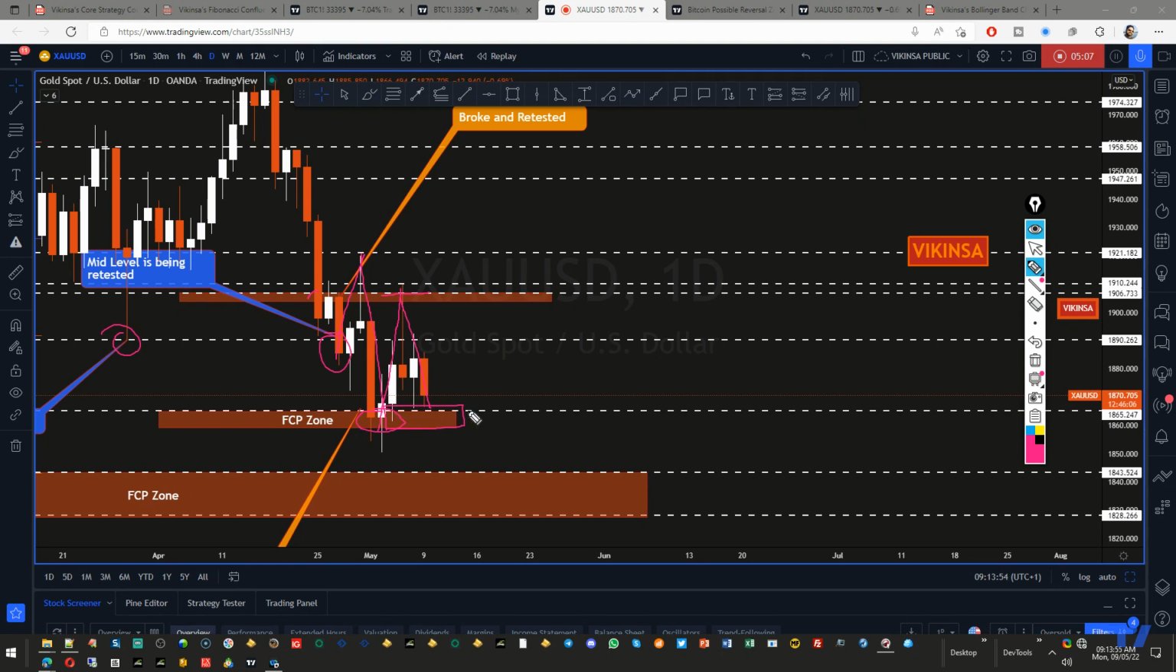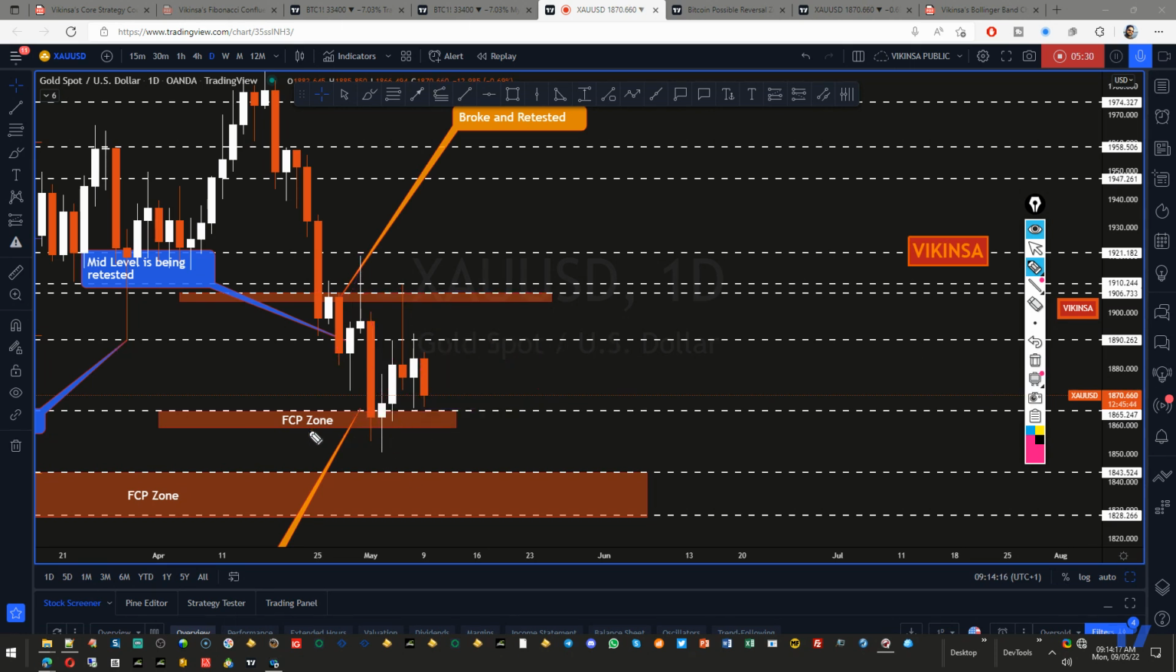So this FCP zone can actually act as support. If you're day trading, or trading smaller time frames, then it can still give you short-term opportunities, as it did yesterday. There was a bounce from here yesterday as well. So as long as the market is inside this range, you can play this range, up and down, up, down, up, down. So this can still keep on going.